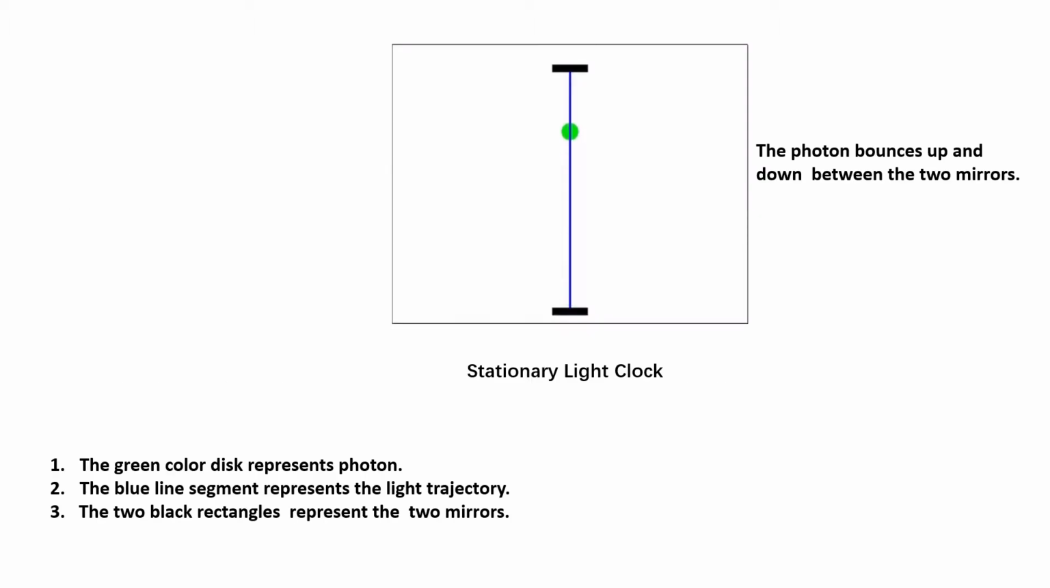This video shows a stationary light clock. The photon bounces up and down between the two mirrors. Here, the green disk represents the photon. The blue line segment represents the light trajectory, and the two black rectangles represent the two mirrors. So this kind of pattern can construct a light clock.